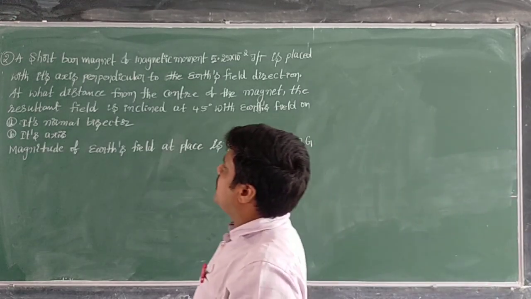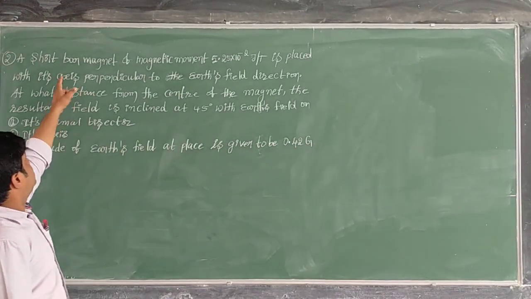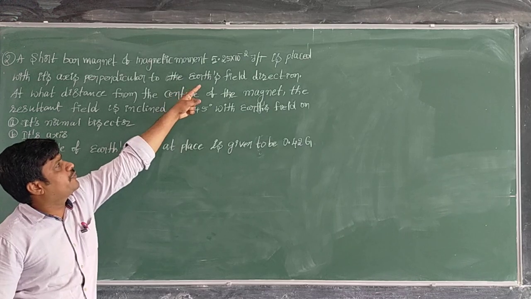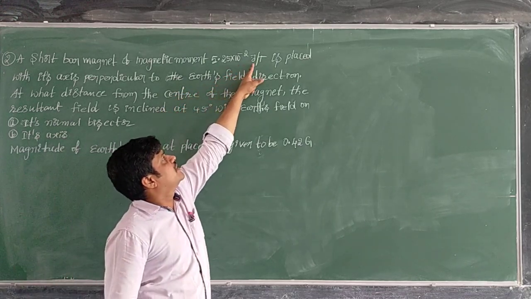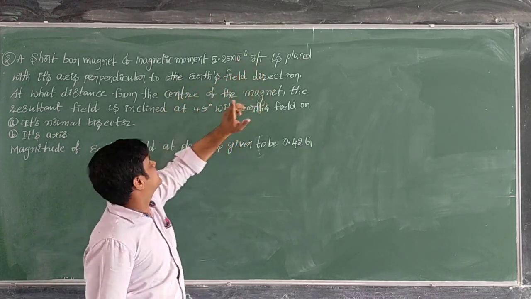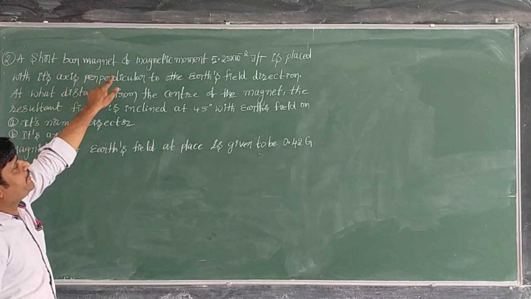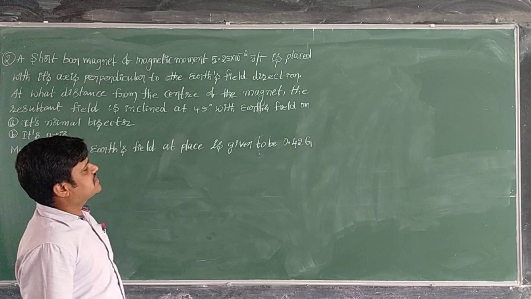Right. Second problem. Look at here. The short bar magnet of magnetic dipole moment 5.25 into 10 power minus 2 joule per Tesla is placed with its axis perpendicular to the Earth's field.